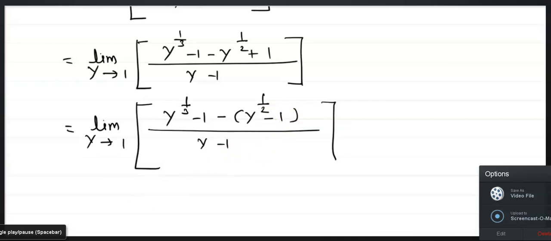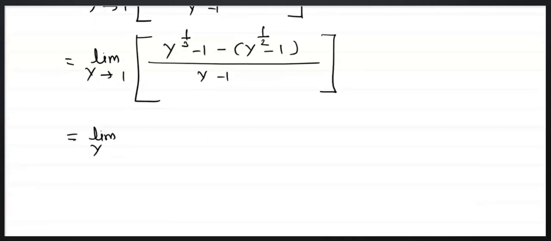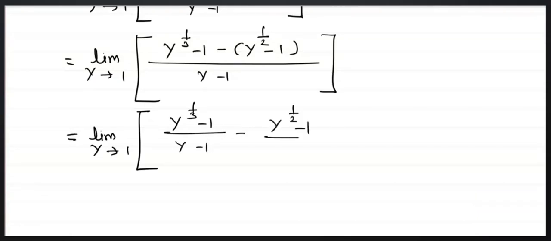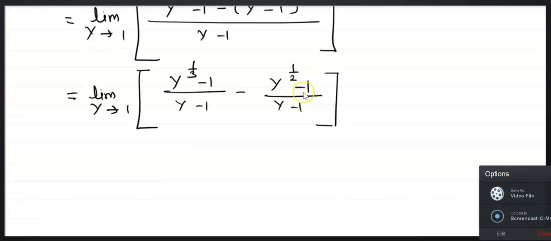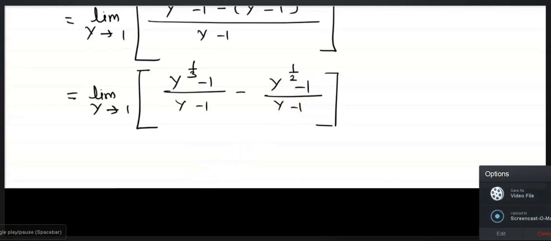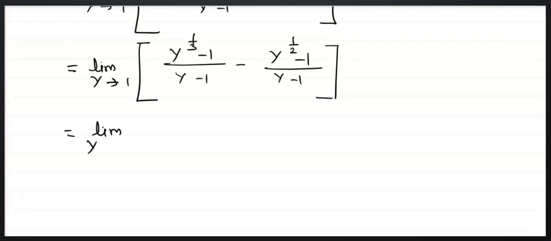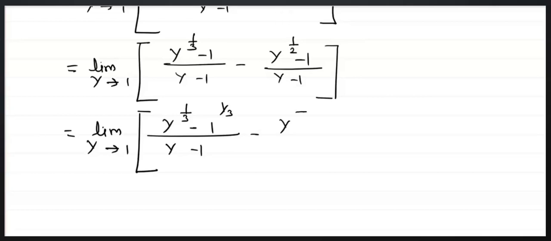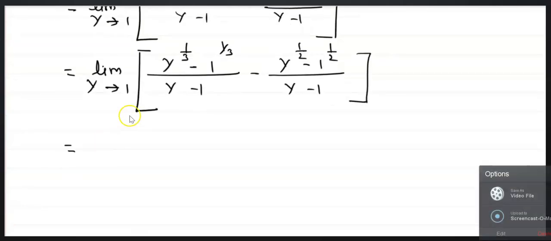And therefore, you will get limit y tends to 1, y raised to 1 upon 3 minus 1 upon y minus 1 and y raised to 1 upon 2 minus 1 upon y minus 1. And that's why you will get y minus 1. This is important. Now we'll apply the formula here.